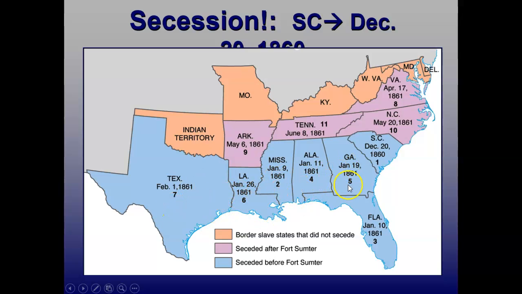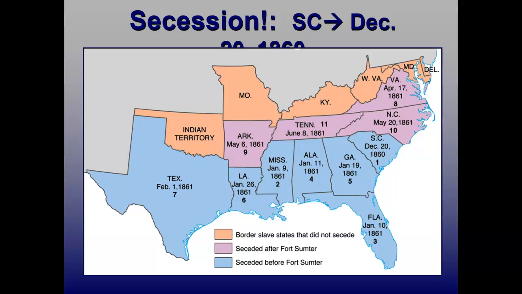So all of these blue states here, the deep South states, South Carolina, Mississippi, Florida, Alabama, Georgia, Louisiana, Texas, they all secede before the incident at Fort Sumter, which we're going to talk about in a second, and before Lincoln ever takes office, because he doesn't take office until March of 1861. So these states leave the Union technically while Buchanan is still president, and he does nothing to stop the secession. Lincoln will come in, and Lincoln will uphold his views about protecting federal property.